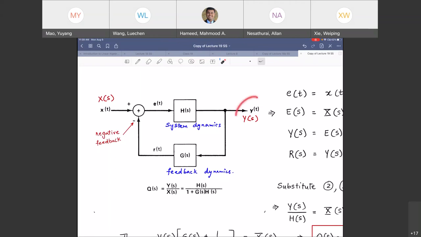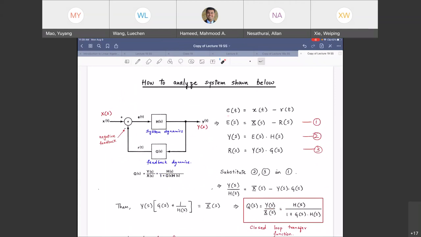It is also going to be Y of S divided by X of S, but now it is going to have G of S in there, right? So let us try to find that. We just write E of T. E of T is the time domain signal over here, which is X of T minus R of T. X of T is the input, R of T is the output of this G of S block. Next, E of S is what? Well, take the Laplace transform of this: X of S minus R of S.